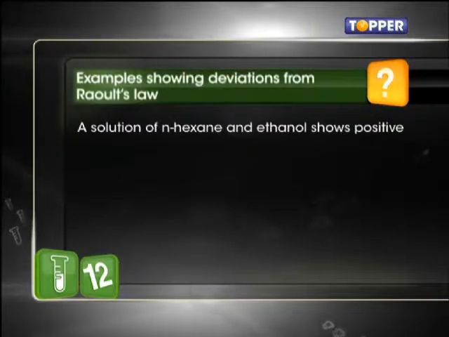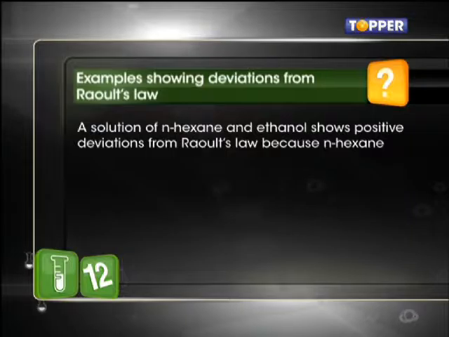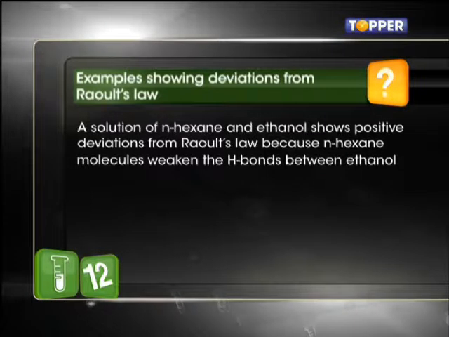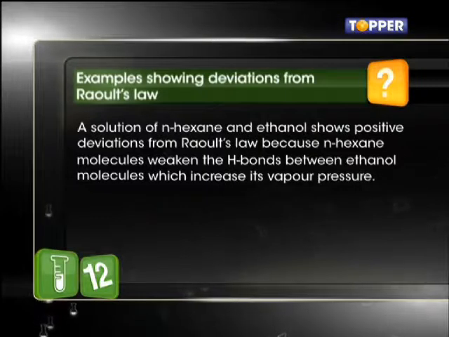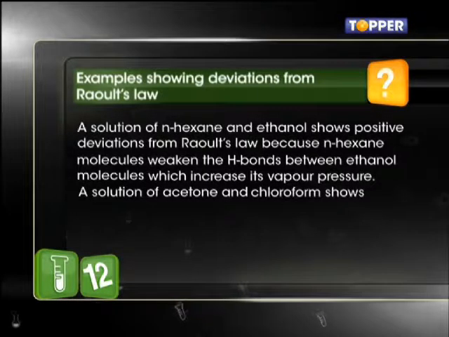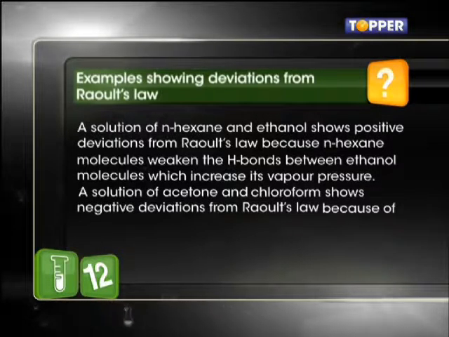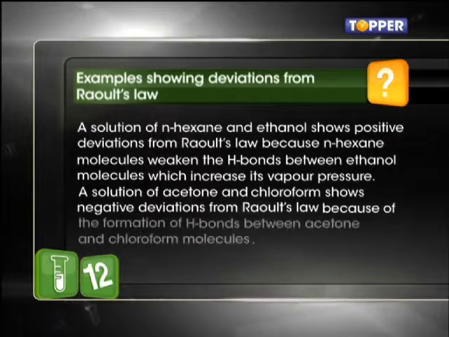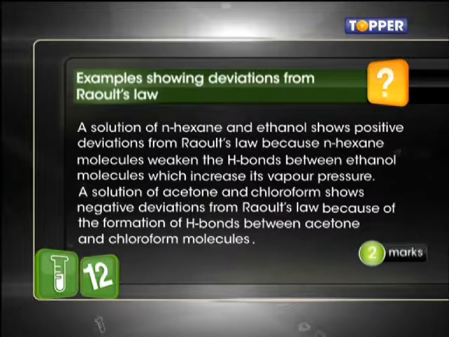A solution of n-hexane and ethanol shows positive deviations from Raoult's law because n-hexane molecules weaken the H bonds between ethanol molecules, which increases its vapor pressure. A solution of acetone and chloroform shows negative deviations from Raoult's law because of the formation of H bonds between acetone and chloroform molecules.